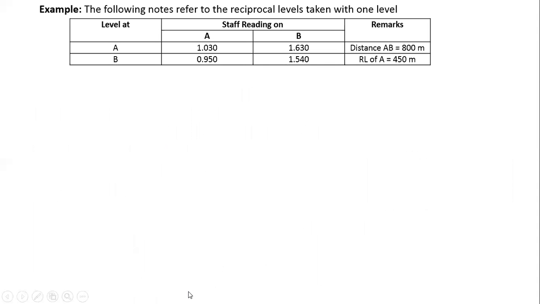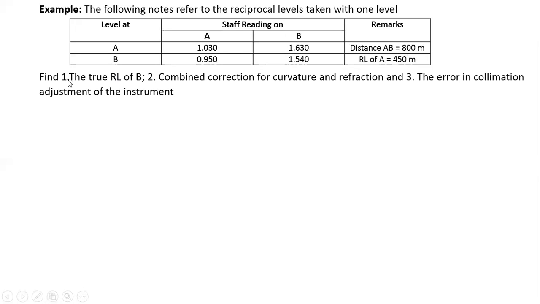So this is your second problem for reciprocal leveling. Again, the level at A and B, the staff readings are given to you. Distance between A and B is 800 meter. RL of point A is 450 meter, given to you. You have to find out the true RL of B. What will be the RL of B? Second, you have to find out the combined correction for curvature and reflection. Very simple. And third, you have to find out the error in collimation adjustment of the instrument.